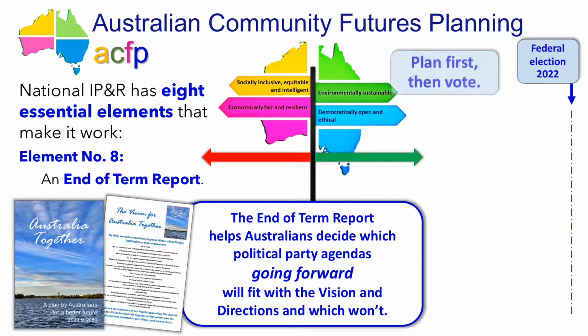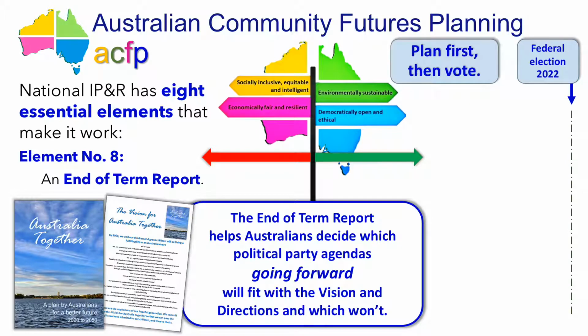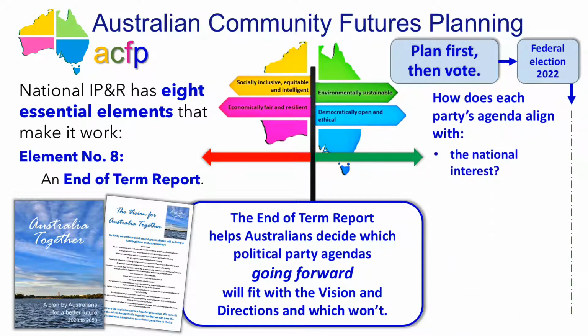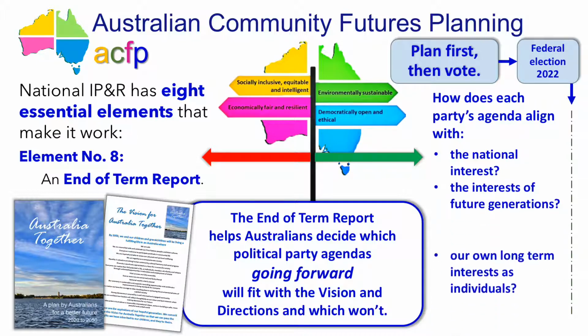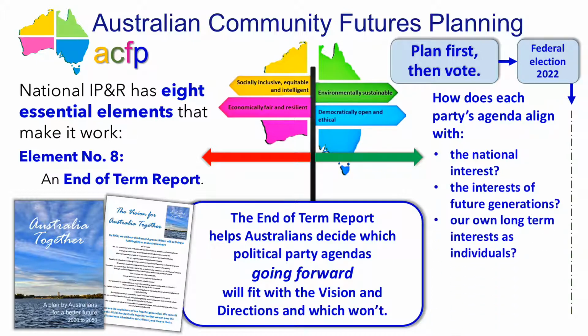Because the plan is built into the sequence of democracy and our elections so that we can plan first and then vote, it gives us a way of deciding how we prefer to vote, based on whether a party's agenda really aligns with the national interest, with the interests of future generations, and our own long-term interest as individuals. It can do this simply by listing the policies of all major parties and showing whether they run in the safe directions or counter to the safe directions.